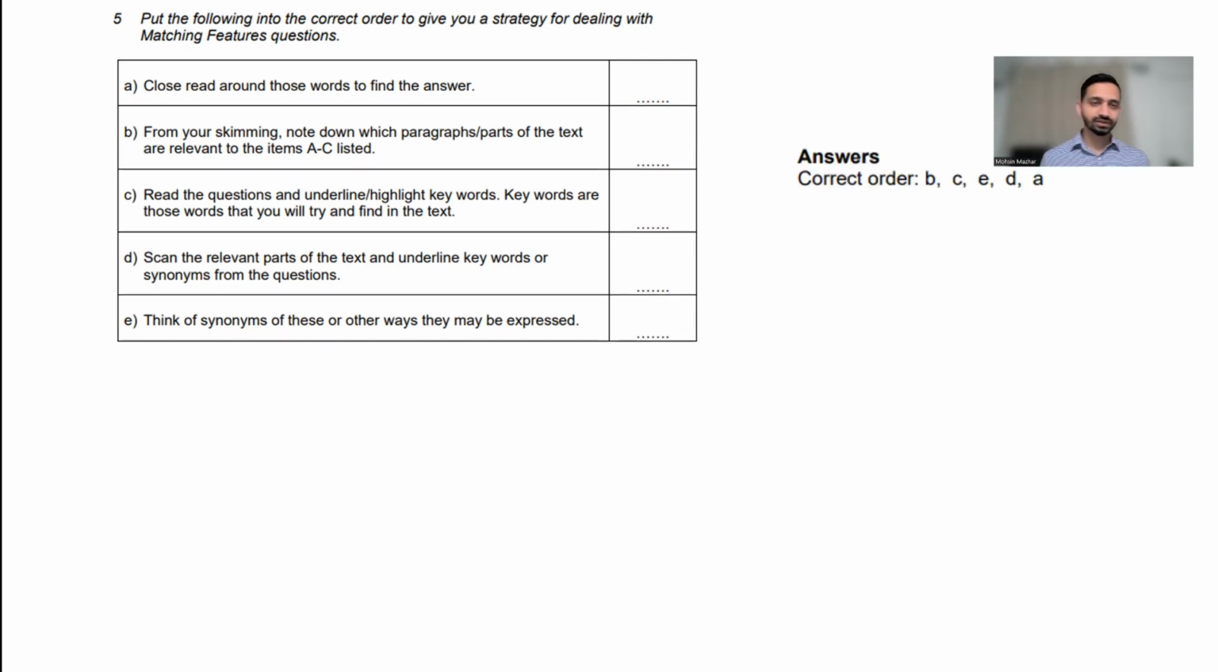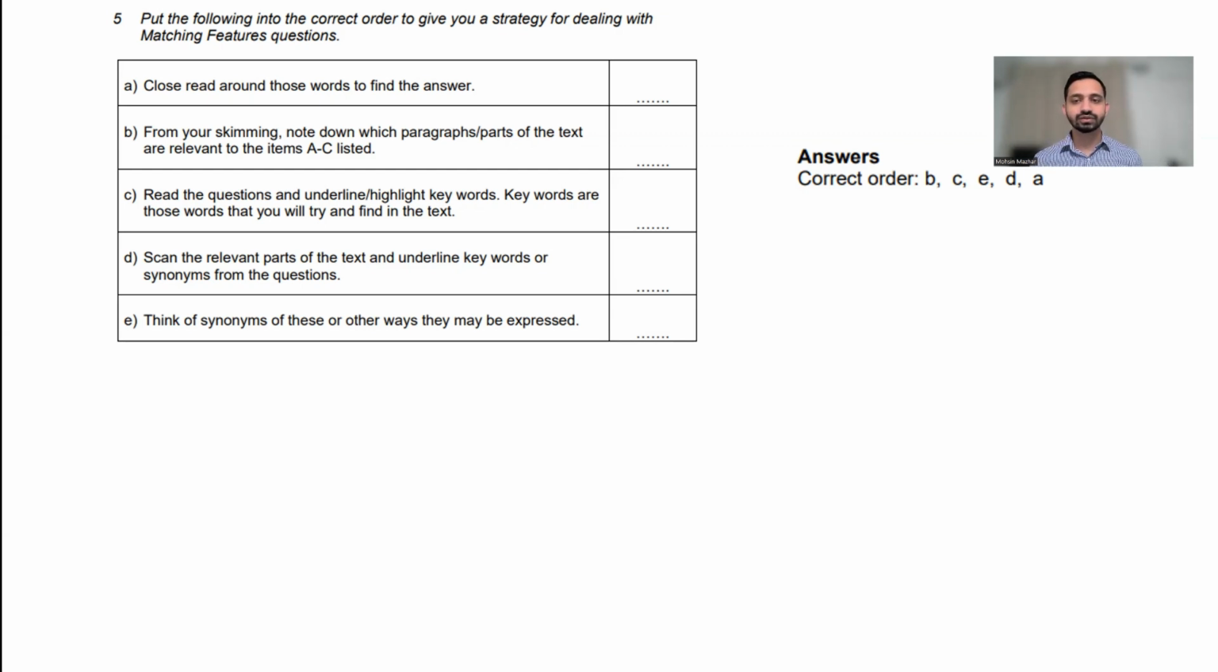All right, the answers are, first of all, from your skimming, note down which paragraphs or parts of the text are relevant to items A to C, right? So you'll have to first skim and note down the paragraphs and parts of text that are relevant. Then you will move on to C, read the questions and underline, highlight keywords. So basically you have the list, the matching features. Keywords are those that you will try and find in the text, okay? And you might be finding the synonyms. They might be represented to you in synonym form, okay?